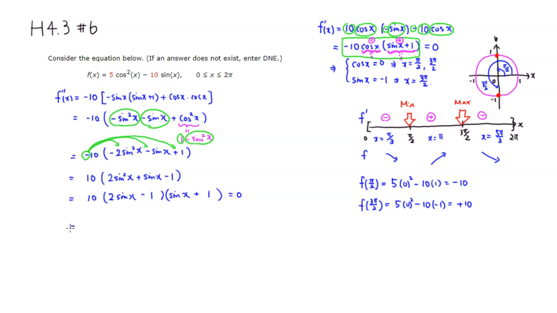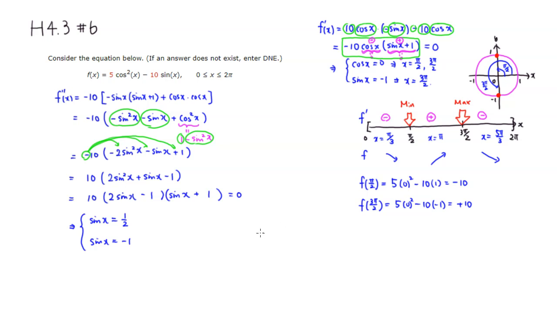Right, so either set this guy equal to 0, so we know that sine of x must be 1/2, and or sine of x is equal to negative 1. All right, so we have that. Then we just need to solve this.